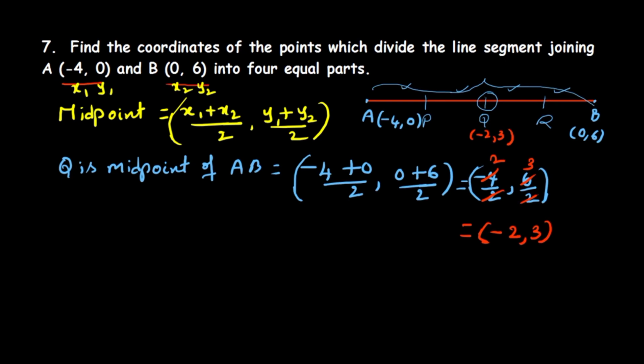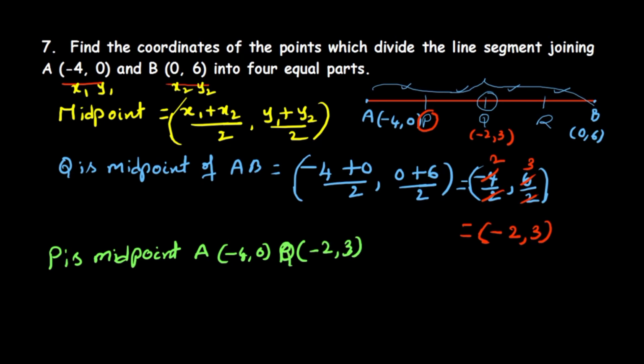Now what about P? So P is the midpoint of AQ. So we take the points. P is the midpoint of A, minus 4 comma 0, and Q, minus 2 comma 3.